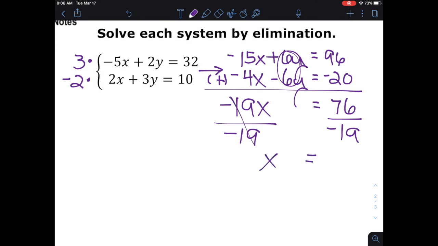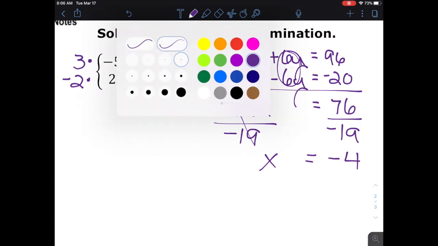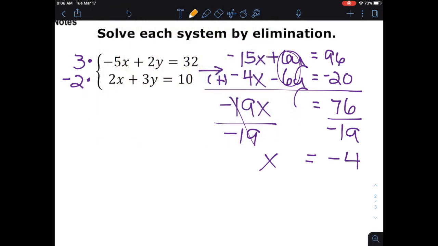And that gives me x equals negative 4. All right, so now once you have one variable, you want to decide where do you want to put that x, either in the top equation or the bottom equation. You're going to go back to one of your original ones. Do I want to plug it into this equation or this one? It doesn't really matter. You're going to get the same answer. Just try to make it easier for yourself. I personally like this second one a little better.